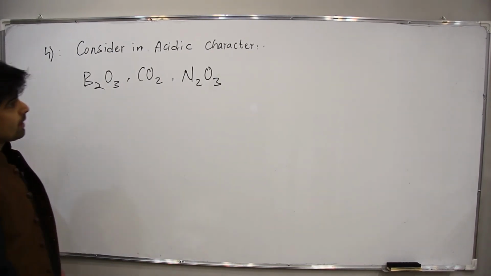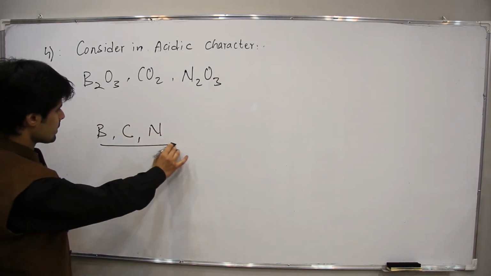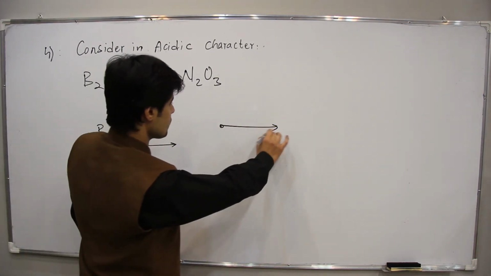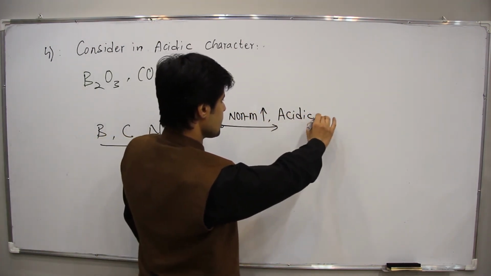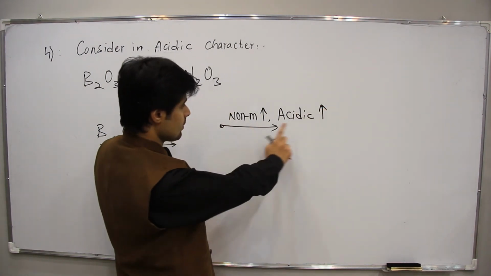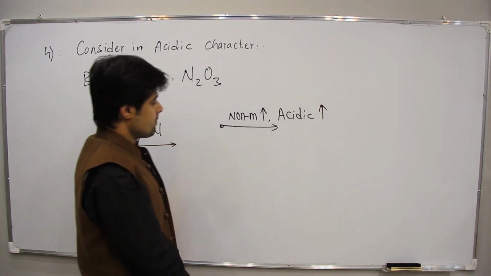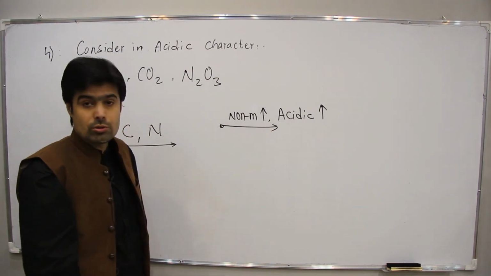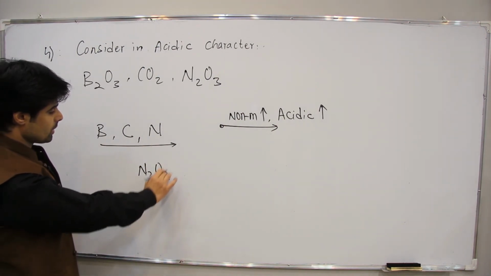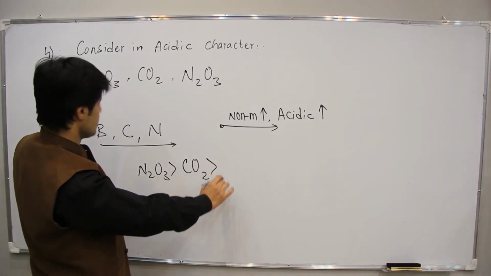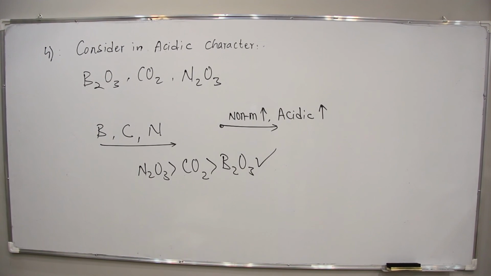Question number 4. Consider acidic character. Now, what do you think? Boron, carbon, nitrogen, they are in the same period. In a period from left to right, I think non-metallic character is increasing. It means acidic character is increasing. What is an acidic oxide? Acidic oxide is non-metal plus oxygen. Now, acidic character is increasing. It means the element on the right side should have the most acidic character. Now, we have nitrogen on the right side. So the order is N2O3 is more than CO2, and it's more than B2O3. Is it right? Write it, please.